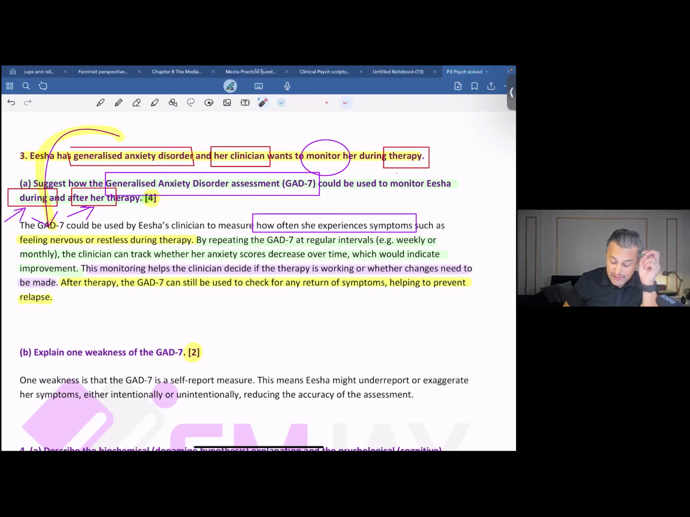This monitoring helps the clinician decide if the therapy is working or whether changes need to be made. So if the therapy is working well enough, fine. If the therapy is not working, then you need to come up with plan B.